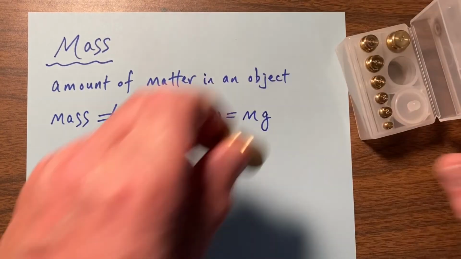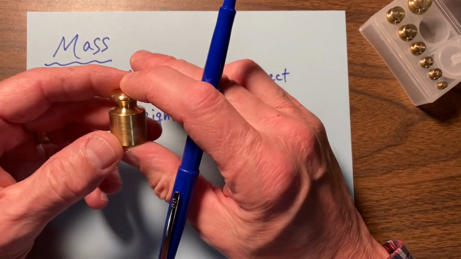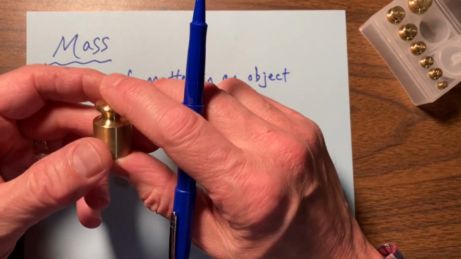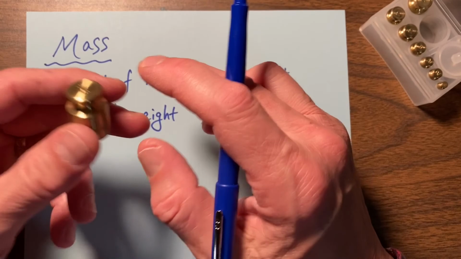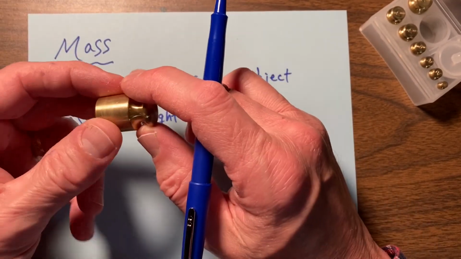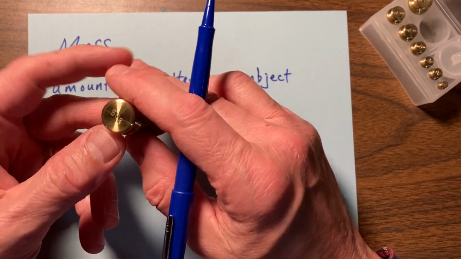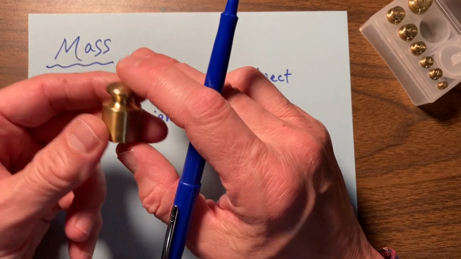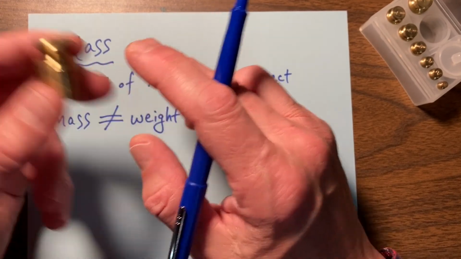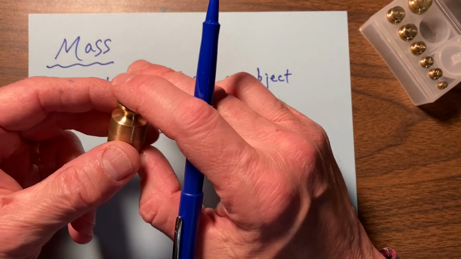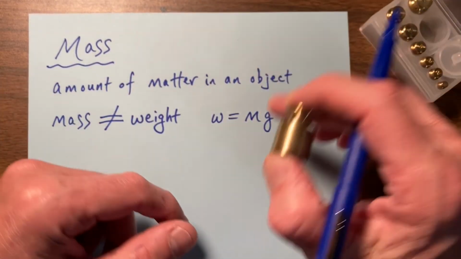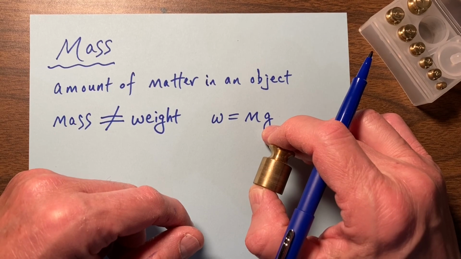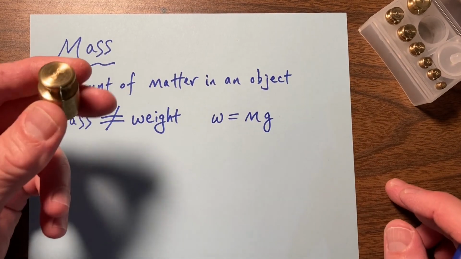This is a sample of a mass. This is a 50 kilogram mass. It's got some weight to it. I mean, I feel its weight because it's being pulled down by the force of gravity. But this would have the same mass in outer space as here. You just wouldn't feel it as heavy in outer space because the gravitational pull is much lower. So weight depends on location and gravity. Mass is independent of that.